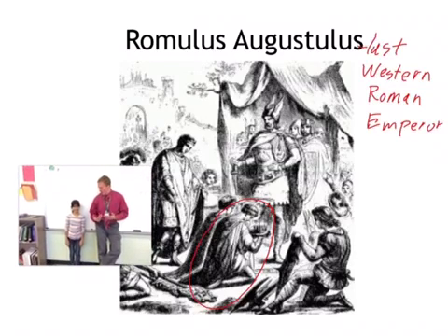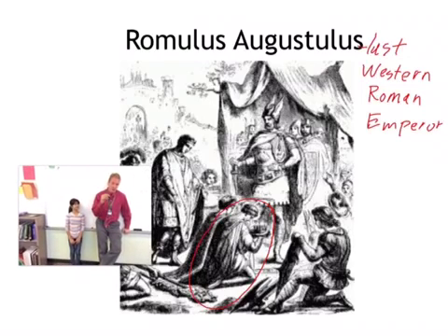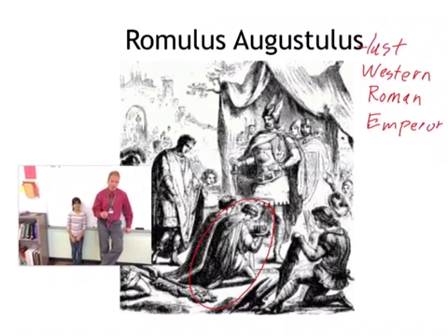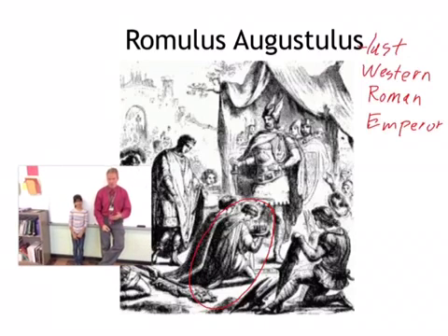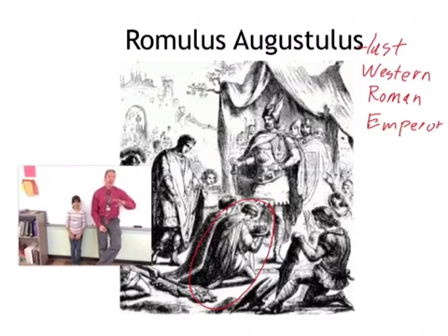Rome limps along for a little bit longer, but not very much longer, until we actually reach the last Roman emperor, this guy by the name of Romulus Augustulus. You see him in this picture over here, kneeling. One of the Germanic invaders comes down and defeats them again, it happened a lot.